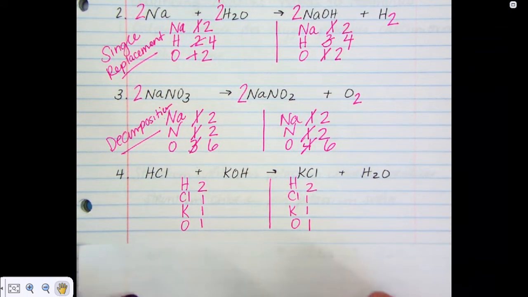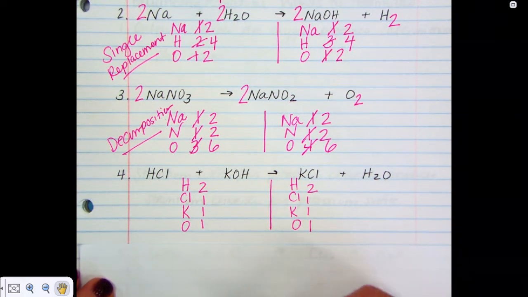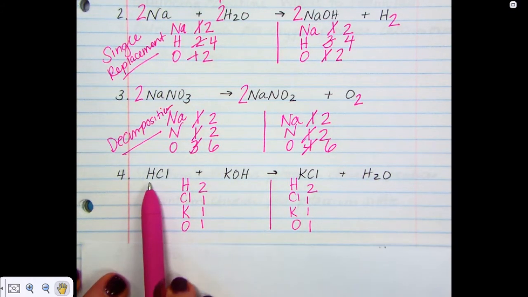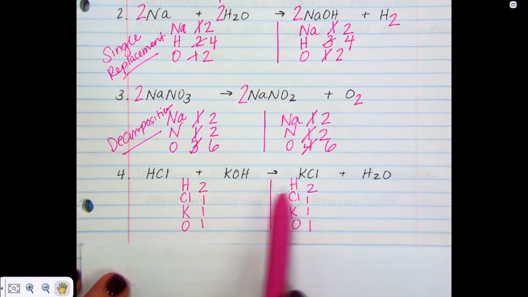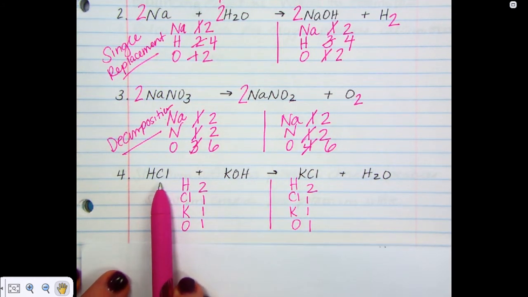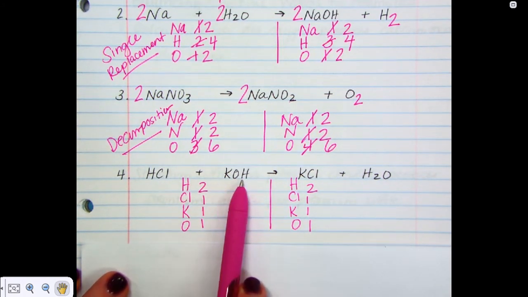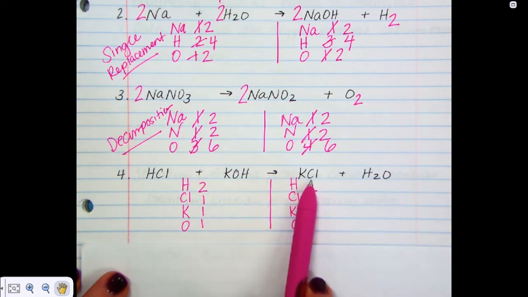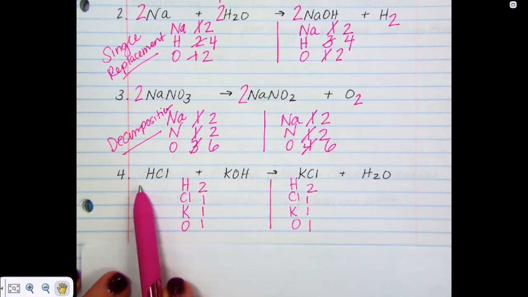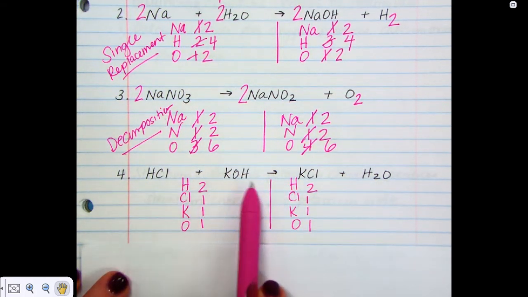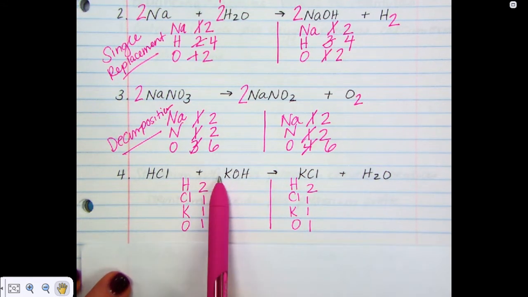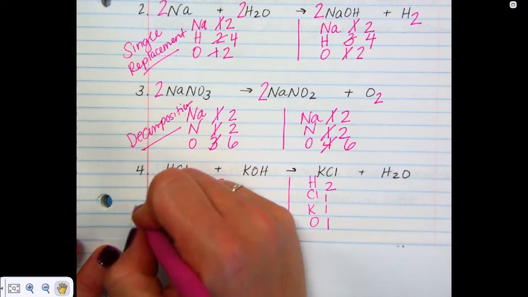Look at that, it's balanced. So I don't have to do anything. I don't have to add any coefficients here. I do need to identify what type of reaction this is. So let's see, I've got a compound and a compound, and a compound and a compound. The H was with the Cl, and the K was with the OH, but now the K is with the Cl, and I have H2O, which is really H and an OH. So these guys swapped. So this is a double replacement reaction.